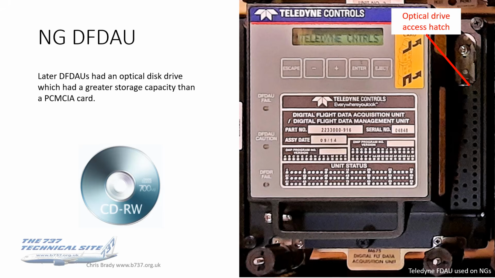Now, later DFDUs look like this, and this is still the most commonly used one. This is a Teledyne. Assembly date of that particular unit, just reading it off the picture there, is 2009. Most of the NGs have got this. And what this has got is, you can see down the right hand side there's a hatch for an optical drive, so a CD or DVD. And these have obviously got greater storage capacity than the PCMCIA cards, which is reflective of the greater number of parameters that can be gathered by these units.